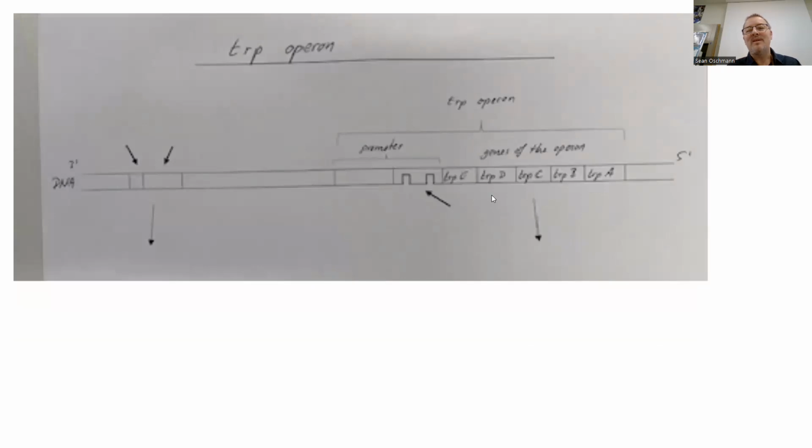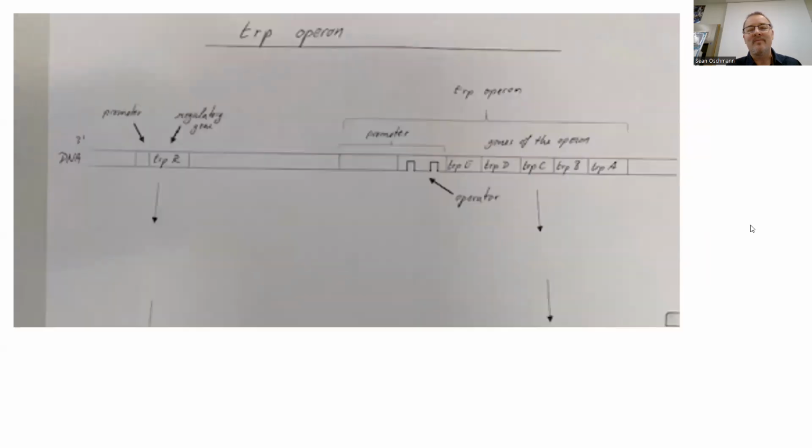The names of the genes are trp E on the left side, trp D, trp C, trp B, and trp A. So we have 5 different genes that are actually making only 3 enzymes. This with the funny shape here, this is the operator. Operator is part of the promoter.